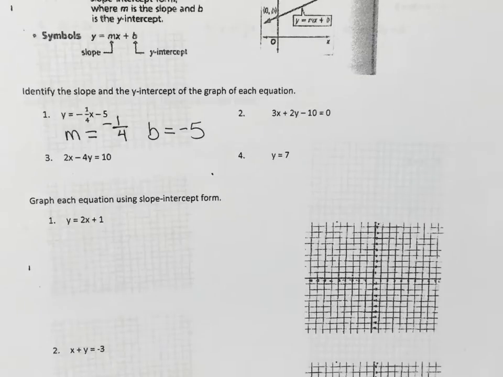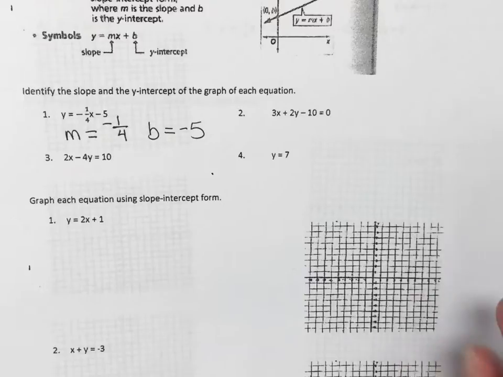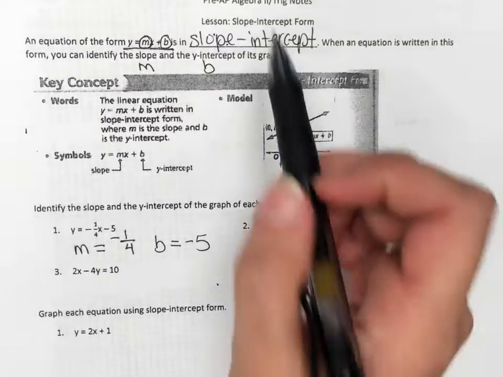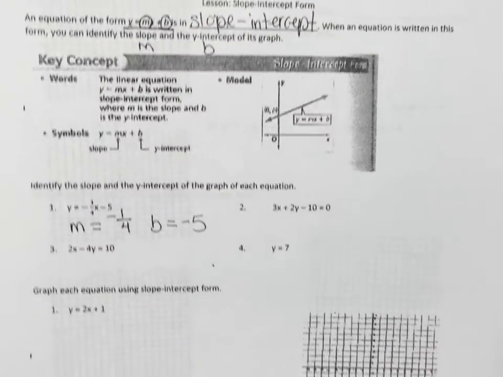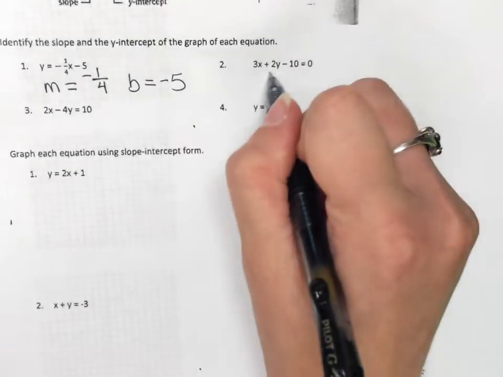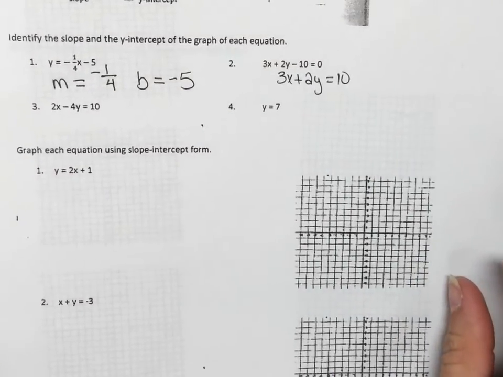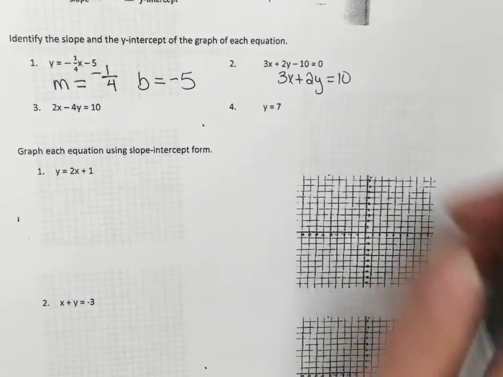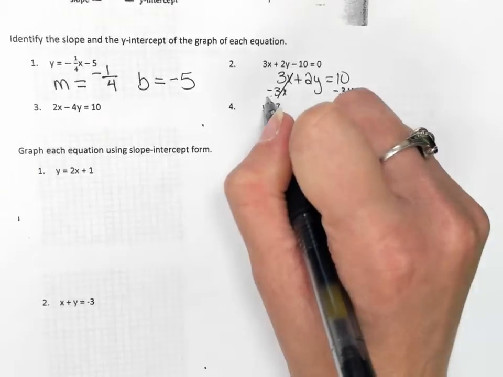Okay, what's wrong with number 2? It was not in standard form. It's close to standard form. What's wrong? The 10's got to be over here, right? So what's so special about slope-intercept form? What is this solved for? It's solved for y, right? So real quick, what can I do to solve for y? Add the 10. What else? Subtract the 3x. I'm going to put this in because people always try to subtract these.